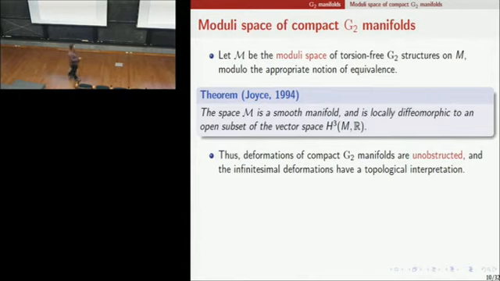Okay? Again, I'm emphasizing this because when I show you the answer for conifolds, well, first of all, it won't always be unobstructed. There will sometimes be obstructions. But then the infinitesimal deformations will have a topological component and another component, which is analytic.